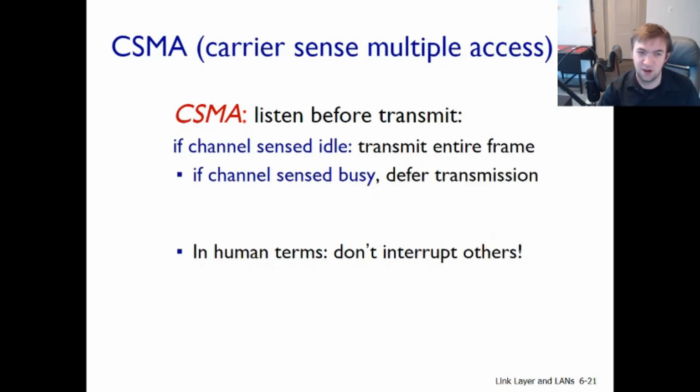Another way we can try is by using CSMA. So this is carrier sense multiple access. And the idea here is that we listen before we decide to transmit. If it seems like the channel is idle, we just go and send our frame. It's probably okay to do so. If the channel that we look at seems like it's busy, we defer the transmission and wait to see what's happening. So in human words, don't interrupt other people when they're talking.